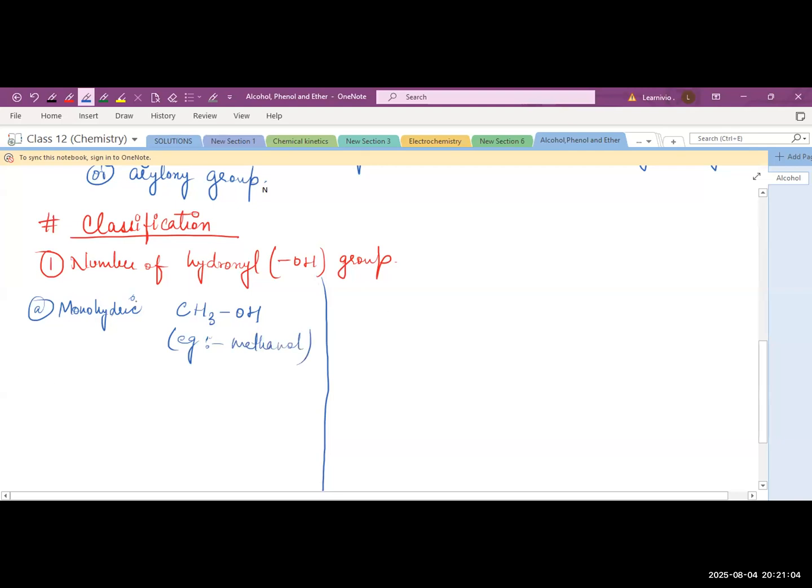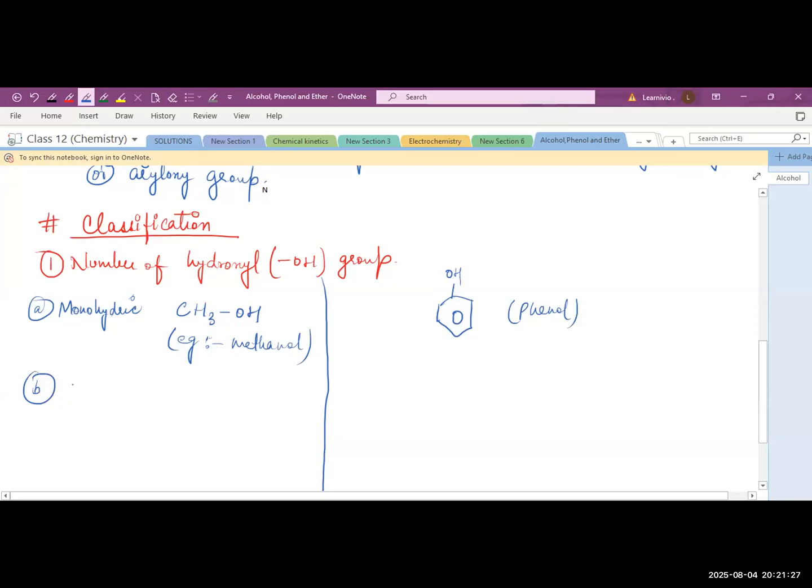Okay, similarly, I write alcohol here, and on this side I'm writing phenol. If only one OH group is attached to the aromatic ring, then it is known as monohydric phenol. What is this? This is phenol. And this is your monohydric example.